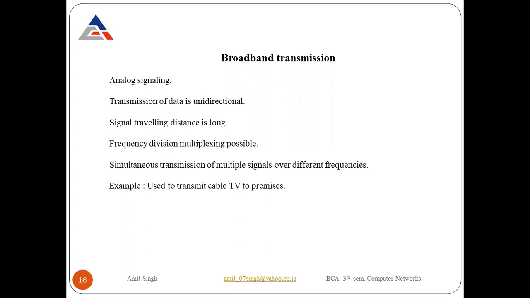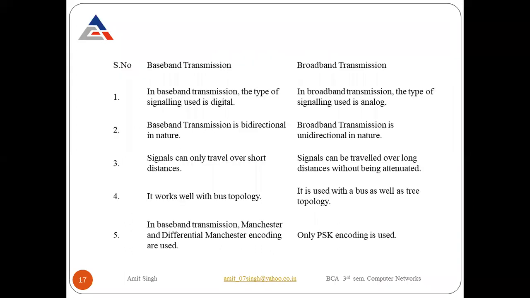Frequency division multiplexing is possible. In the baseband, frequency division multiplexing is not possible. But in the case of broadband, frequency division multiplexing is possible. Simultaneous transmission of multiple signals over different frequencies. In this case, the complete bandwidth is responsible for sending more than one signal at the same time. But that cannot happen in the case of baseband. Example: used to transmit cable TV to the premises. The best example is the cable TV that is available in our homes. The signals come from the cable operator at a single side, but a number of televisions can show the cable TV at the same time. So these are the differences between the baseband and the broadband.